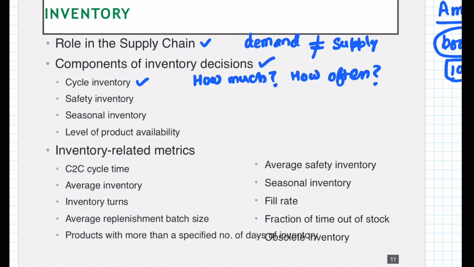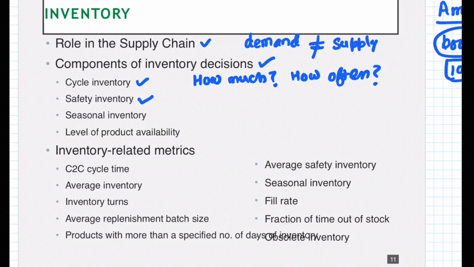In a hypothetical situation where there is no uncertainty, the only inventory will be cycle inventory. But in reality, demand is very uncertain, and that's where we need safety inventory. So the key decision here is how much safety inventory to keep.